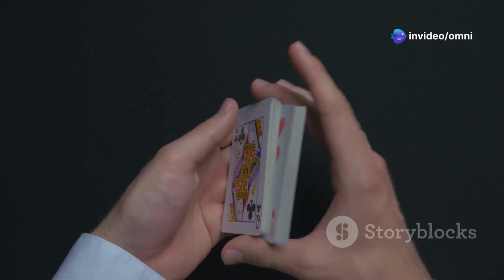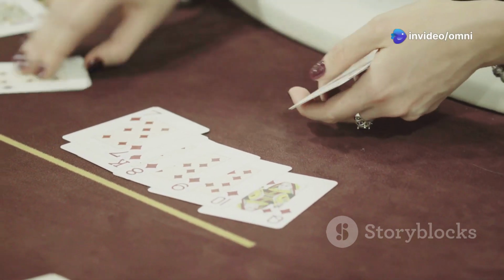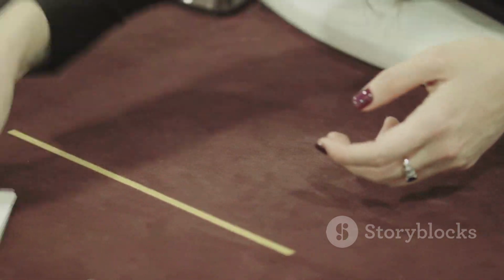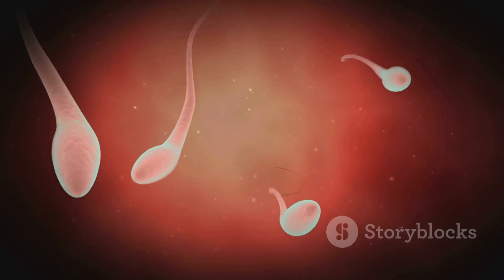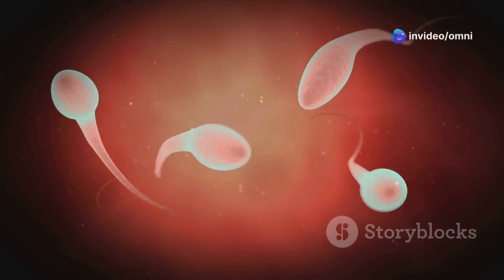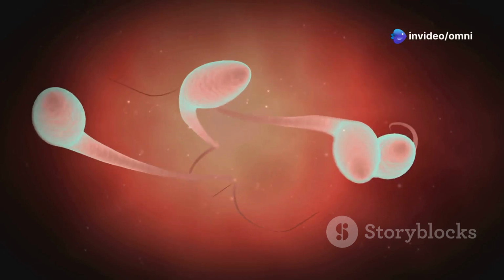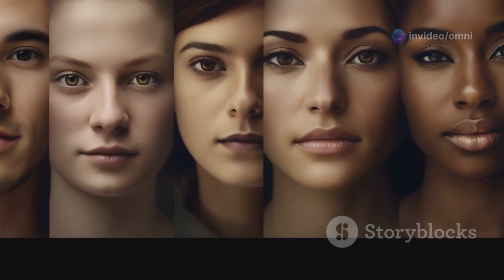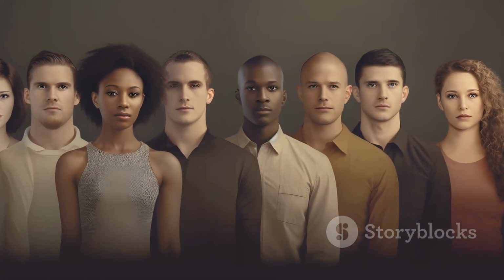Think of a deck of cards. You have 52 cards, and in a game you might get dealt half the deck. That's similar to meiosis. Meiosis is essential for sexual reproduction because it ensures that when a sperm fertilizes an egg, the resulting offspring has the correct number of chromosomes. It also introduces genetic variation, which is why we're not all identical clones of our parents.